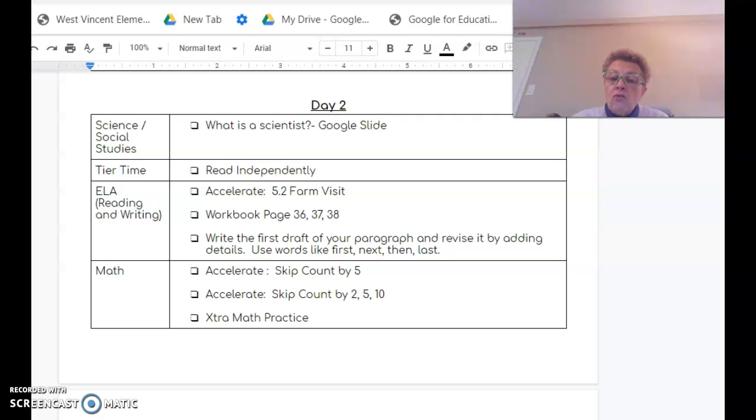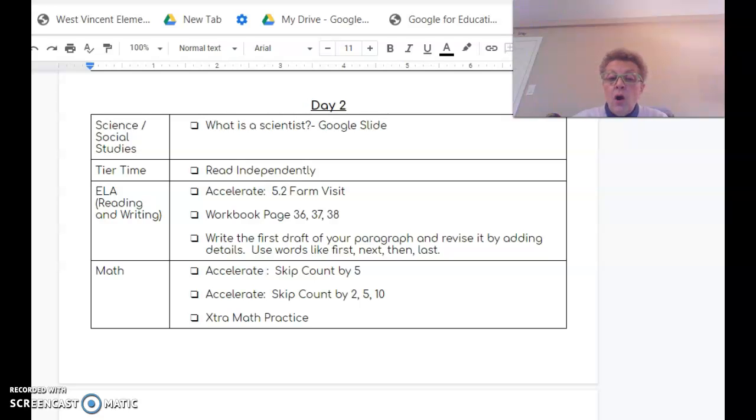And you are also writing and revising your first draft of your paragraph. Now, when you revise today, I want you to go and add some details after you've written your first draft. So you write your first draft, you reread it, and then you're going to go back and revise it by adding some details. Please make sure you are remembering to use those order words, first, next, then, last, to help your reader understand the steps in your how-to. Nothing needs to get uploaded today.